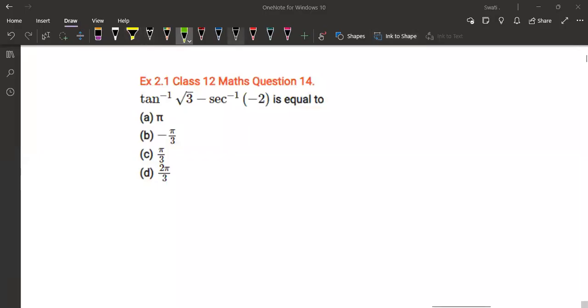Now, this is the last question of today's video, and the question is again a multiple choice question. Tan inverse root 3 minus sec inverse minus 2 is equal to, and we are given four options: pi, minus pi by 3, pi by 3, 2 pi by 3. So we need to solve this. So let's start with the solution. It is very simple. We have already done these types of questions. So let's just simplify this as quickly as possible.